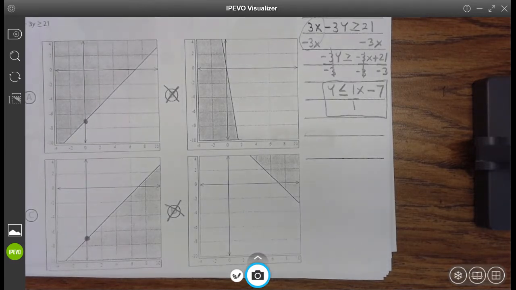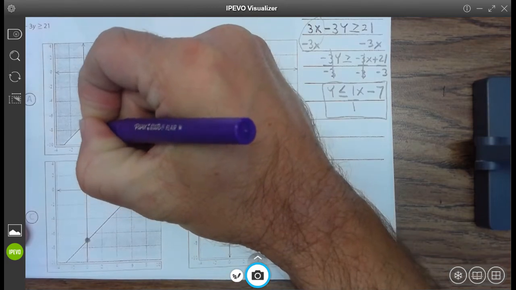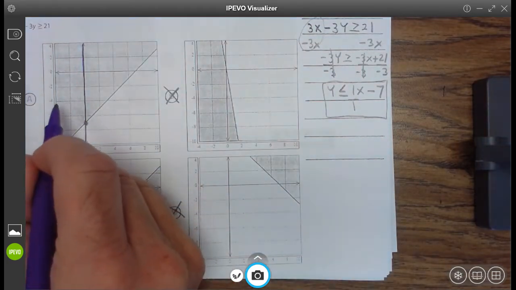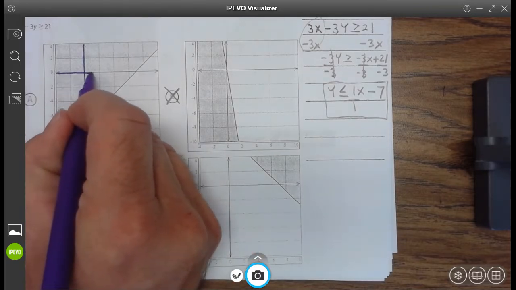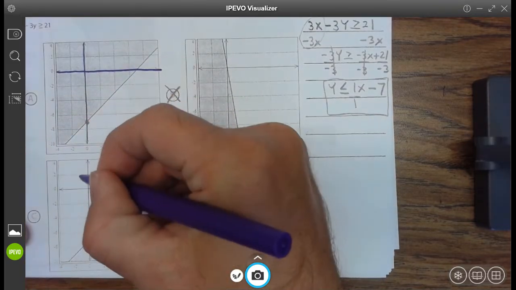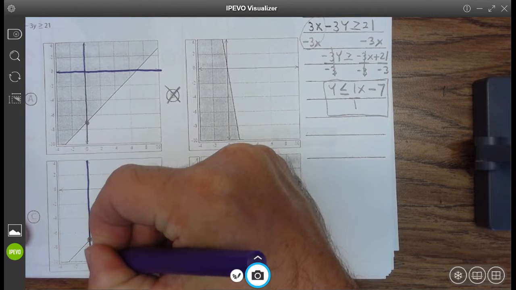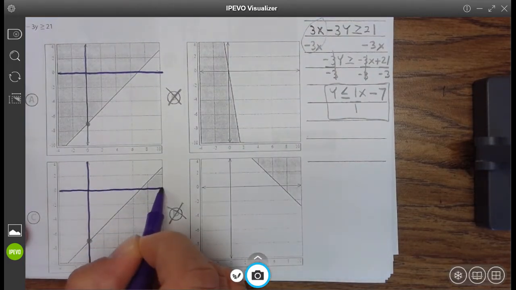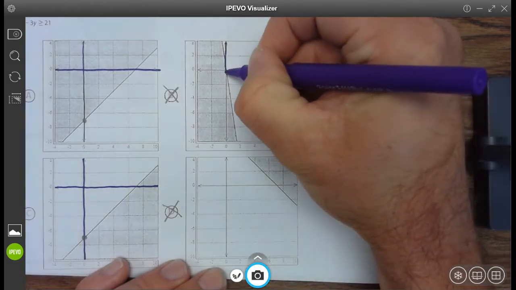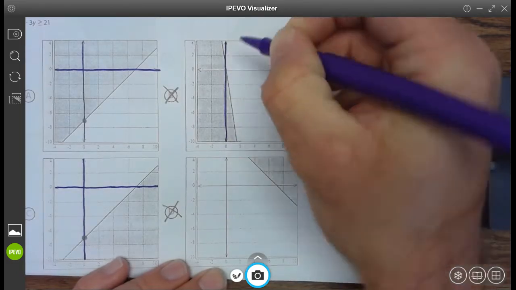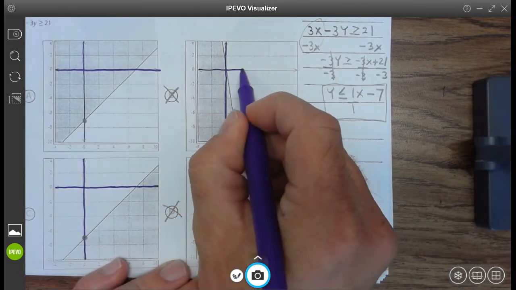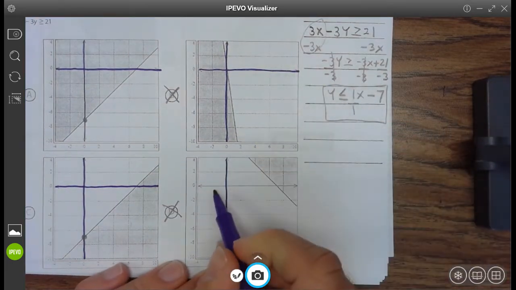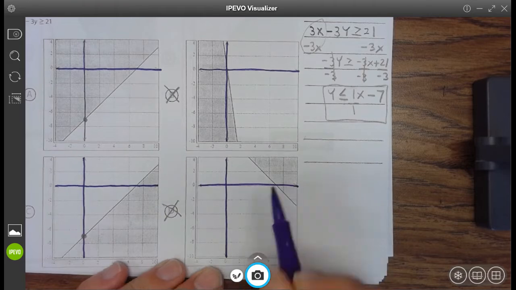Okay. And let me just, so we're clear on what the x and y axis are. This is the y-axis, which means that's the y-intercept. And this is the x-axis. Okay, same thing here. Y-axis, so y-intercept, x-axis.